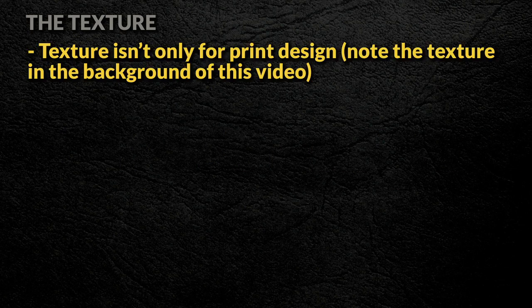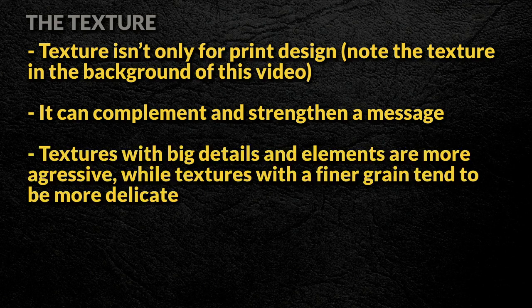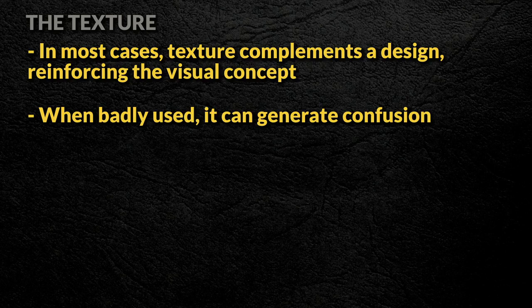Texture. Don't be fooled, texture isn't only for print. The term refers to the characteristics of a surface that can be tactile as well as visual. Textures can be related to the context in which they are inserted, complementing or strengthening a message. Textures with big elements are usually more aggressive, while textures with a finer grain tend to be more delicate. In most cases, texture acts as a secondary agent, giving support to the main image and reinforcing the visual concept of the design. If badly used, texture can confuse our eyes by adding unnecessary noise to the composition.